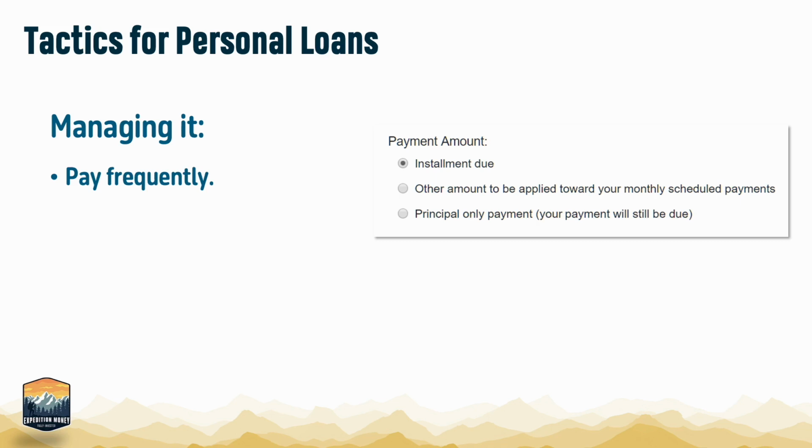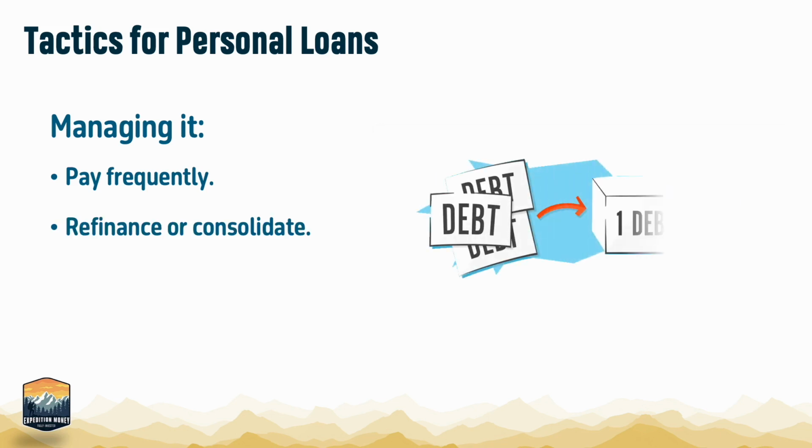This can be a good strategy if you get paid every other week and have an extra paycheck in some months. You can also shop around for a new loan, maybe find a better interest rate, and pay off an existing personal loan or consolidate multiple loans. This can also help if you need to get your monthly payment down by extending the loan out further.